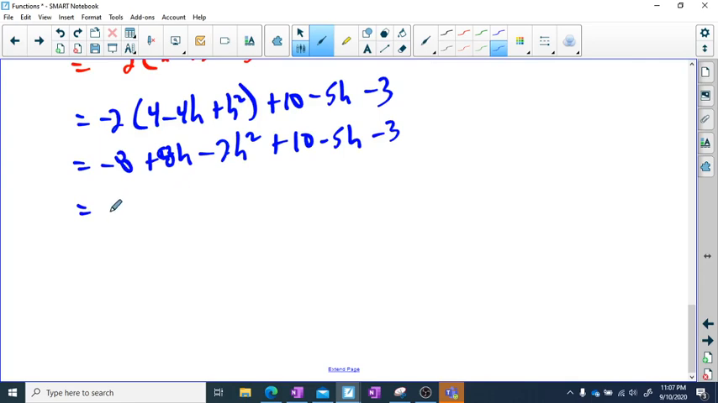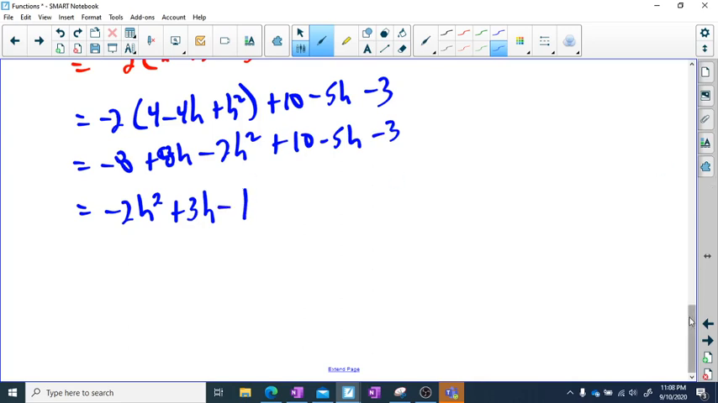What do we got here? Negative 2h squared, no other like terms, but I got a plus 8h and a minus 5h. That'd be a positive 3h. I have a negative 8, a plus 10, that's a positive 2, and then a minus 3. That would give me a minus 1.